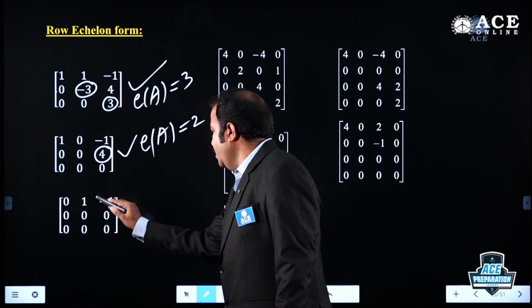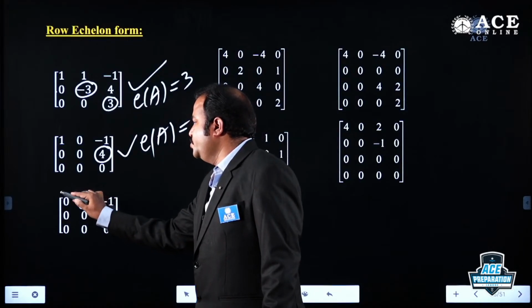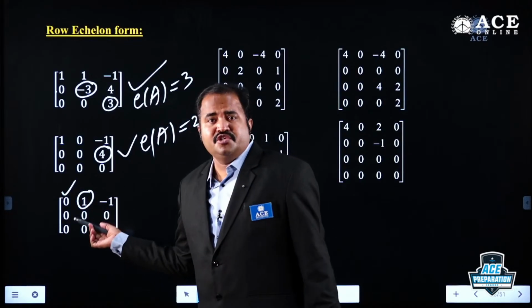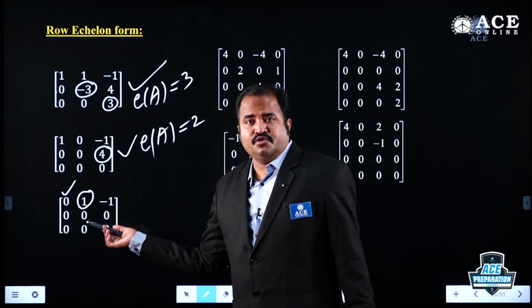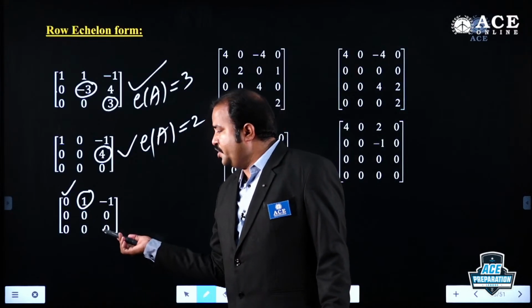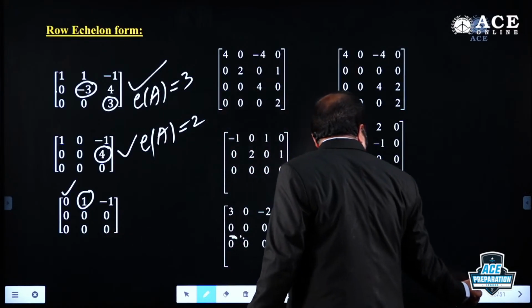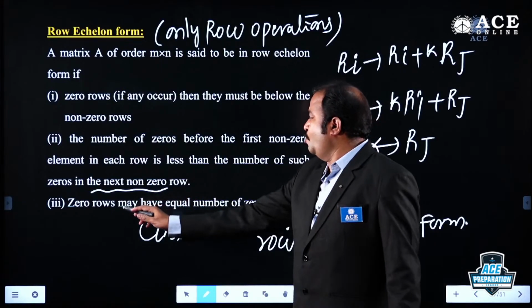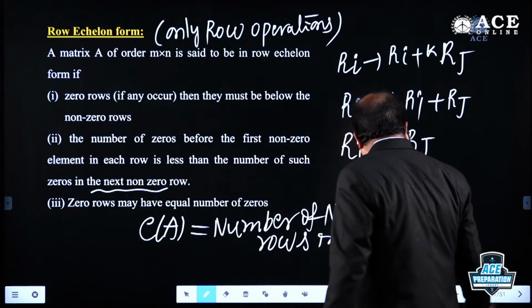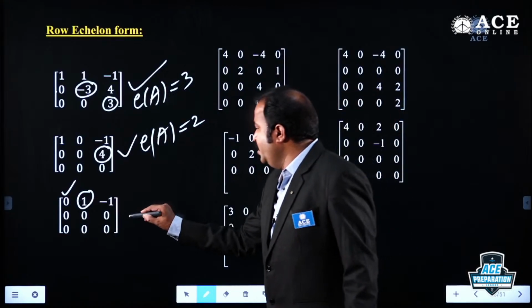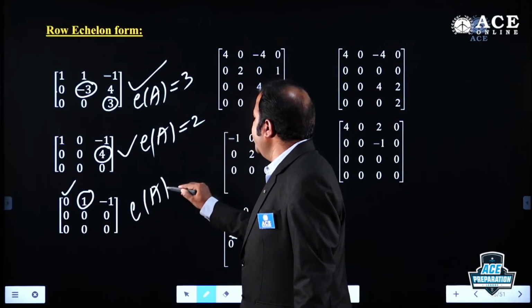Yes, rank of this matrix is what? 1 only, right? Look at this, this is the first non-zero element. Before this one we have 1 zero. More than 1 zero should be in this next row. Yes, 3 zeros. Next row also 3 zeros. That is, we have one point here. Clearly I told you that zero rows may have equal number of zeros, right? So this also is in the echelon form only. So rank of A equal to 1 only here.